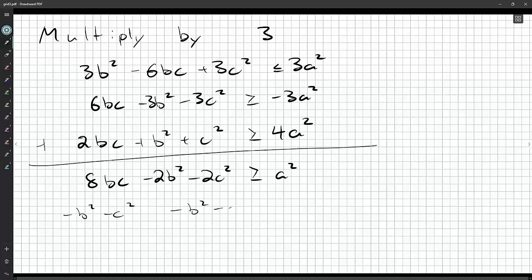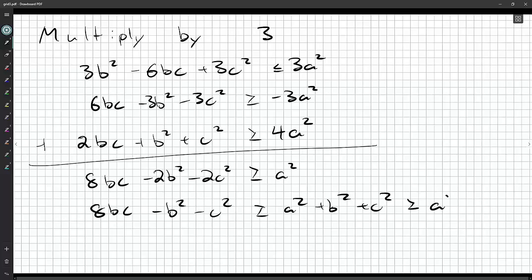And then we've got two others. Now they're both squares though, so if I bring them to the other side, it's necessarily going to be positive. So we'll put b squared minus c squared, and then we get a squared plus b squared plus c squared over here. I still have 8bc here, but this is necessarily greater than or equal to a squared, since b squared, c squared are always non-negative. And that's helpful, I think, or it was meant to be. I'm not sure if it actually was.